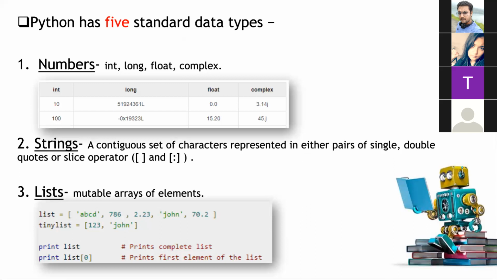The third one is lists. Lists are just like arrays declared in other languages, which is an ordered collection of data. It is very flexible as the items in a list do not need to be of the same type.